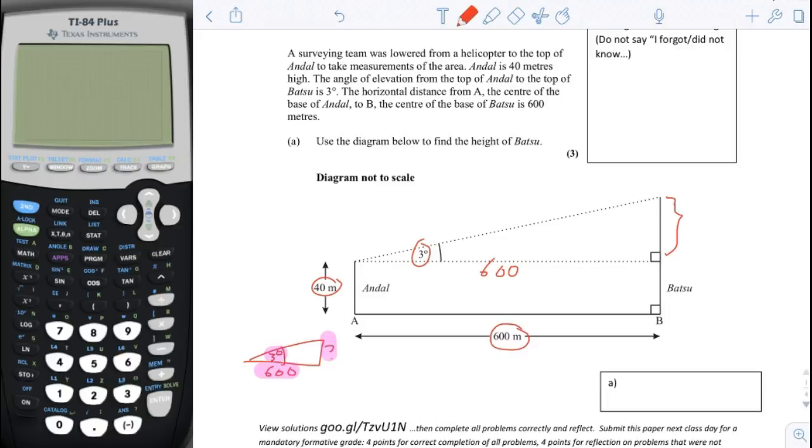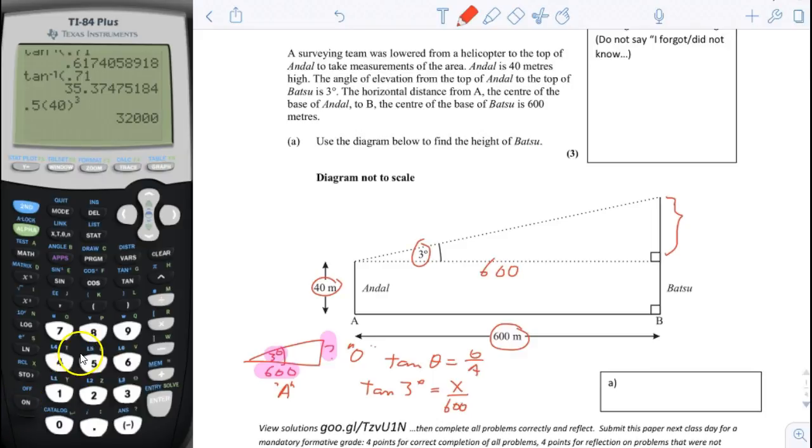And that, of course, is tangent, because we have the opposite and the adjacent that we want to know or that we already know. So we're going to write tangent of theta equals opposite over adjacent. So the tangent of 3 degrees is equal to the unknown, which we'll call x, divided by the adjacent, which is 600. And then we can find on the calculator the tangent of 3 degrees, and it'll give us 0.0524. And we'll multiply that times 600 to get x.